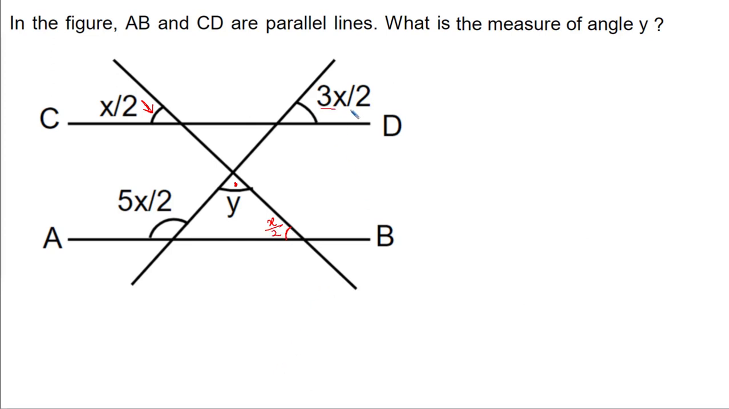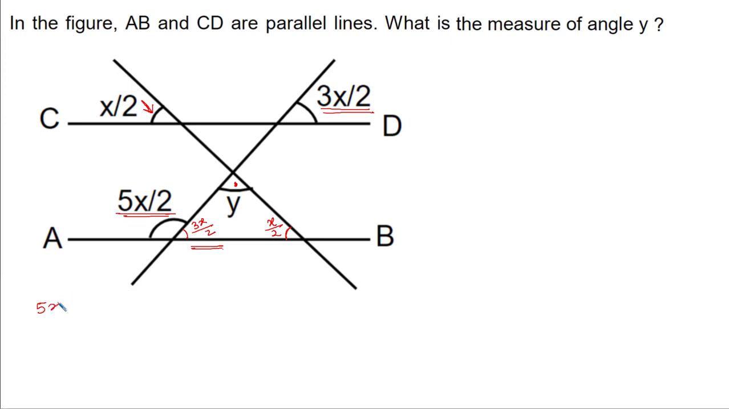Now this angle is 3x by 2. Can I say this angle is also 3x by 2 because of corresponding angles? Yes, this angle is also 3x by 2 because of corresponding angles. Now after this, can I say 5x by 2 and 3x by 2 is equal to how much? 180 degrees because they form a straight line.